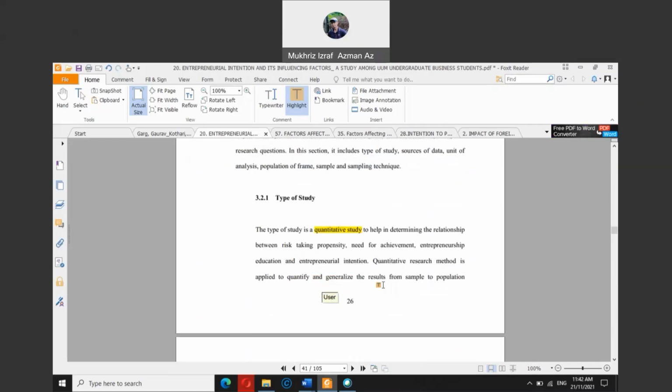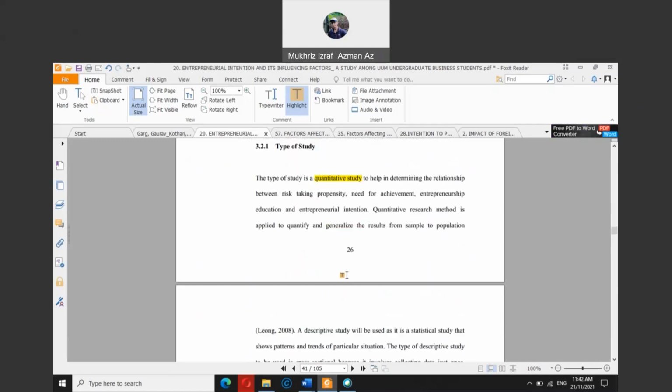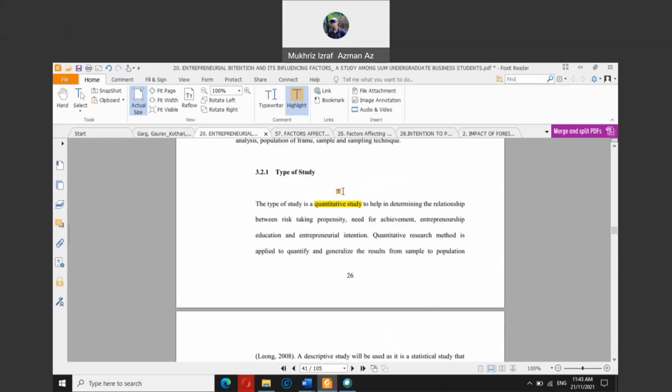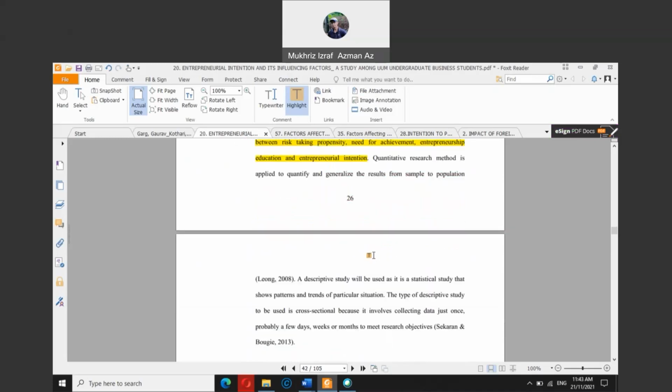Okay, and the rest is just a simple or standard description of what quantitative research method is. So you can refer to many other theses, including this one, on how to actually construct your 3.2.1, the type of study. Of course you need to mention in this part what you are actually looking at, and why it falls under quantitative study.